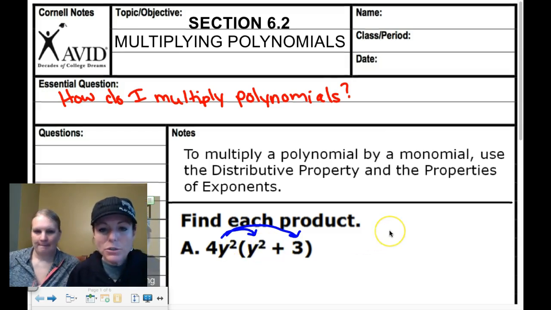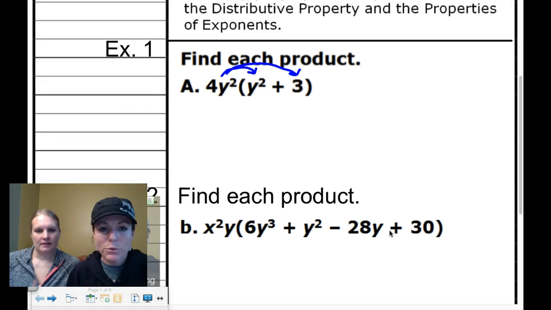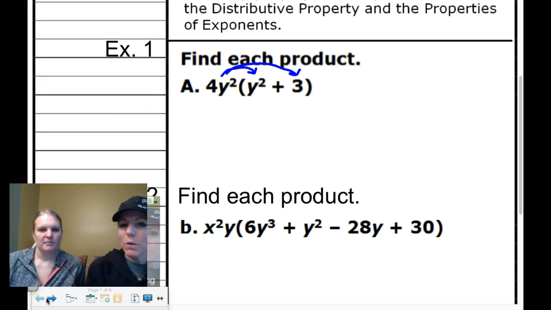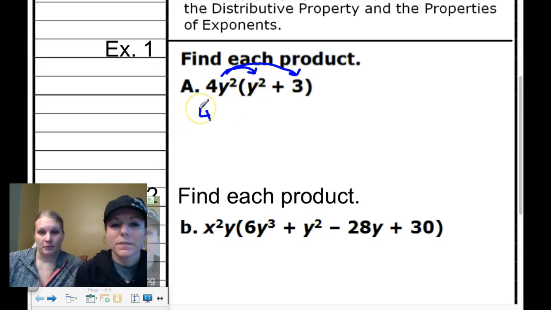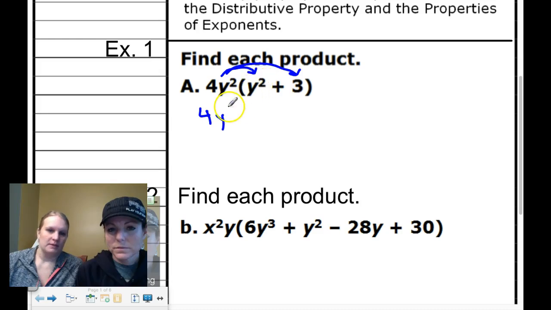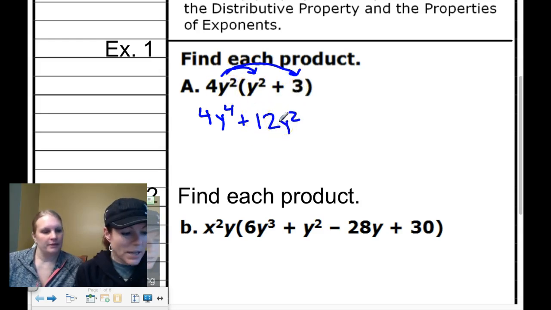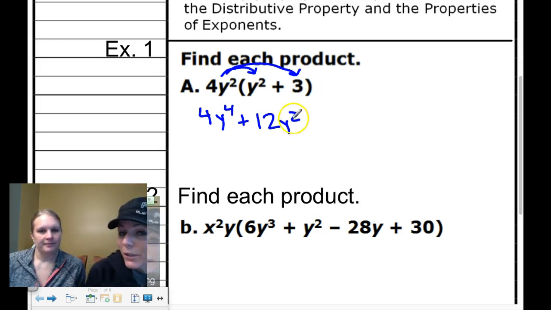Okay? So I'm going to scroll down for you so Miss Boyd has a little more room here. Okay. So there we go, example 1. Well, 4 times anything in front is just 4. And then our y's, we add the exponents, which is 4, plus 4 times 3 is 12, and we just bring the y squared along. And we are done. And that's it. And we can't keep going because there's no like terms. Y to the fourth and y squared are different.